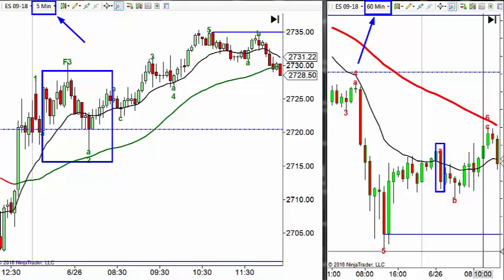So if you're going to use a 2-minute chart, I'd confirm with a 6-minute chart. If you were using a 60-minute chart, say in Forex, then I would use a 180-minute chart for the confirmation. So a 1 to 3 ratio I find is very ideal.